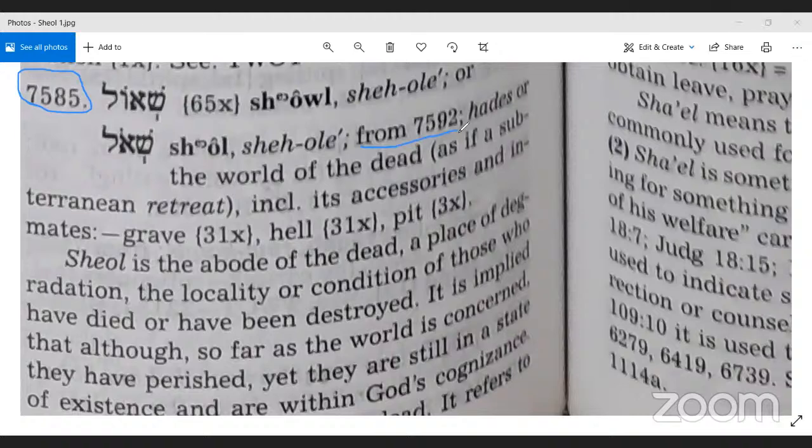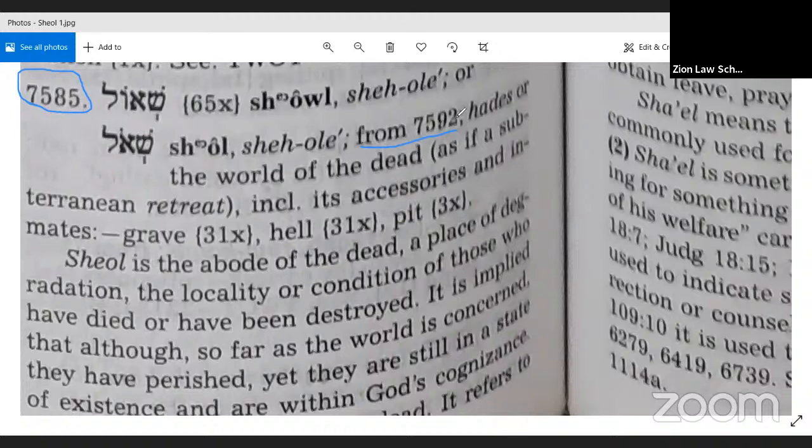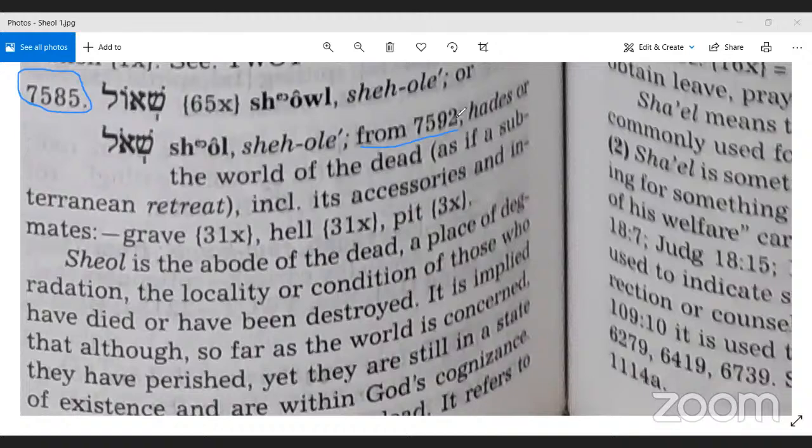Oh, okay. I'm reading it out of the book, out of the Strong's. So if you're in the audience and you have your Strong's, you can pull it out. Yep, let me go get my Strong's. Okay.